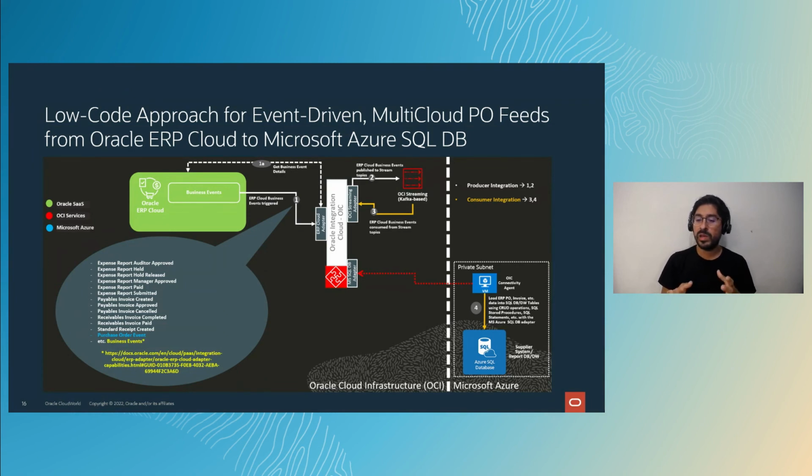Then we use the Microsoft Azure SQL Database adapter to send those PO feeds to Azure SQL Database, again leveraging the connectivity agent that allows us to privately access private resources. In this case, we deploy the connectivity agent within the same private subnet where the Azure SQL Database is.